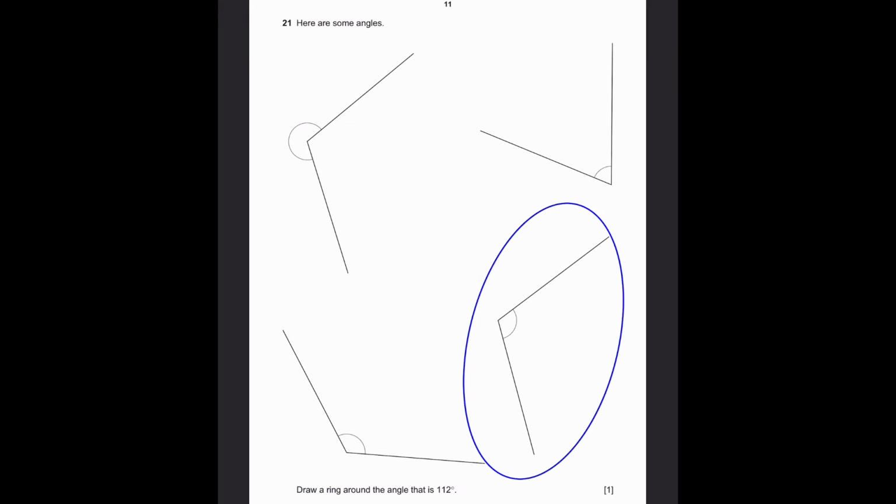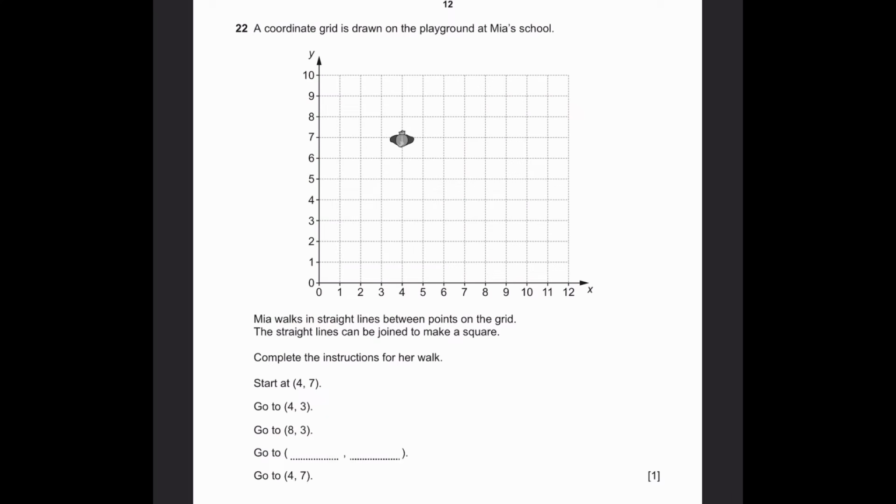Let's go to question 22. A coordinate grid is drawn on the playground at Mia's school. Mia walks in straight lines between points on the grid. The straight lines can be joined to make a square. Complete the instructions for her walk. Start at 4, 7, that's where she's starting now. Now go to 4, 3. Going to 4, 3, we get here. Go to 8, 3. We get here. This is 4 units per movement now.